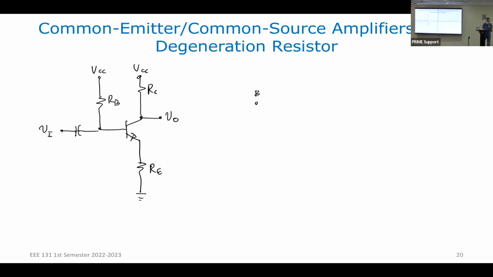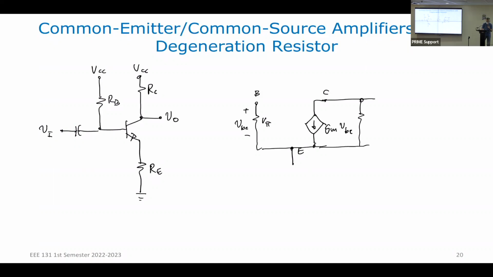Okay, so this is my base, this is my collector, this is my emitter, I have R pi. Okay. Collector to emitter, I have GM, V, small b, small e, where this is small b, small e. And then I have R sub O. Okay. Now this is where it gets a little bit exciting. Between E and ground, I have RE.